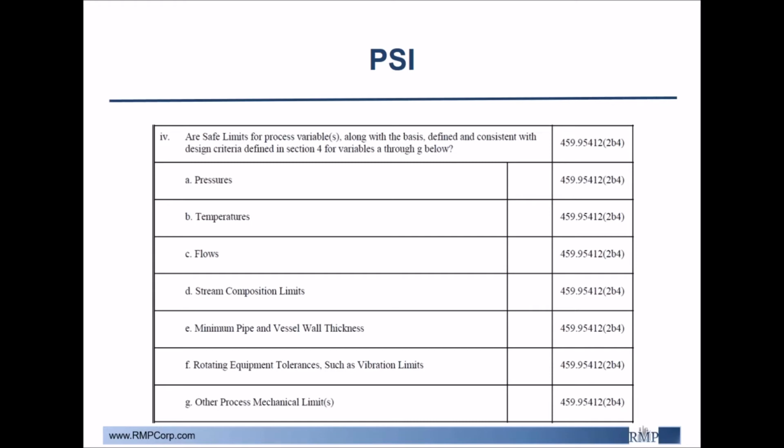Now, if it's not clearly in your PSI section, it might be in something like the operating manuals for that equipment when you received it. If you don't have it in the section, what you need to do is at least make a reference to where it is, so that if the auditor has any questions, you can pull out where that information is held.